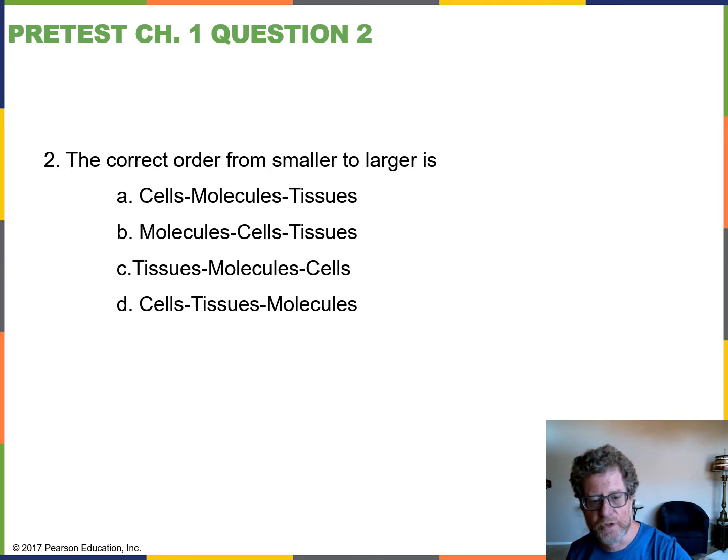Okay, the correct order from smaller to larger is... Life is studied at all sorts of different levels, and pick the smallest one to the largest one. Okay, so hopefully you picked B, molecules, things like DNA, and then cells. Cells are the smallest level of life that have all the properties of life, and then cells work together as tissues.